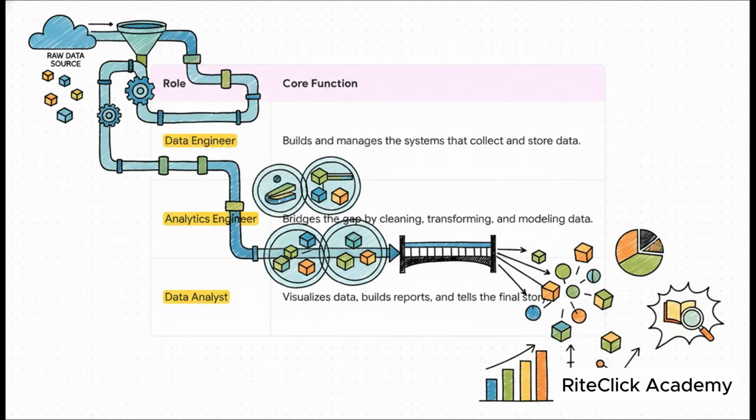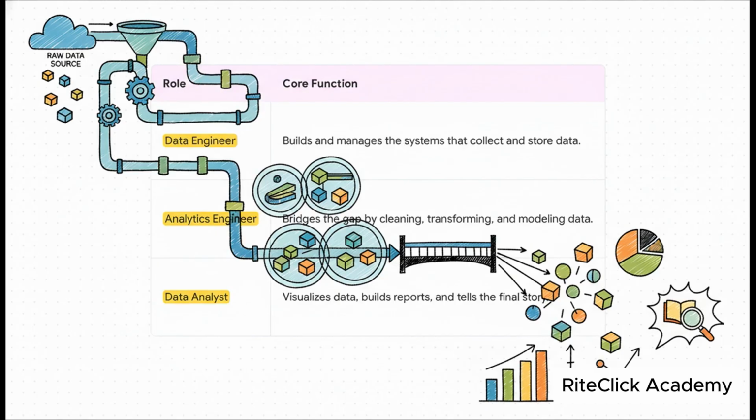Now, let's look at the core technical team because this is where the handoffs happen. First, you have the data engineer. Think of them as the architects. They build the roads and pipelines that collect and store all that raw data. Next up is the analytics engineer. They're the ones who act as a bridge. They take that raw data and they clean it, they transform it, and then get it ready so it's actually trustworthy and easy to use.